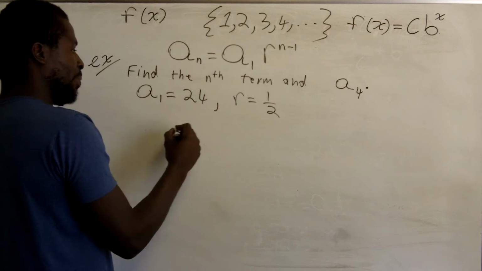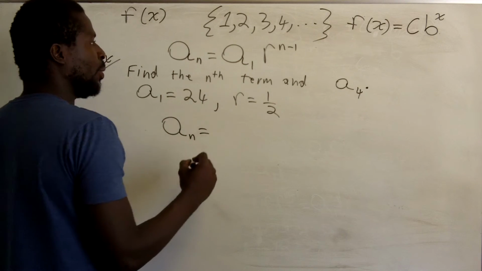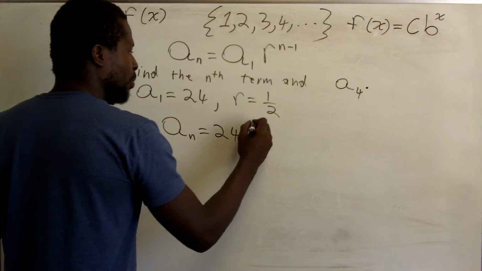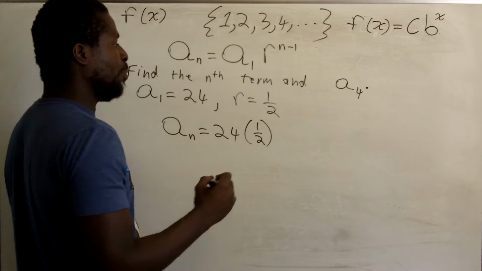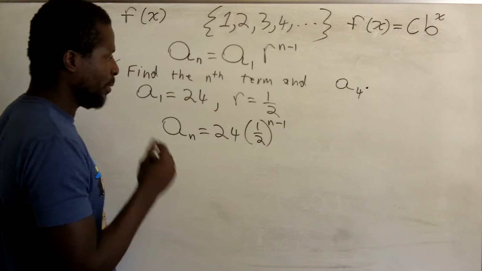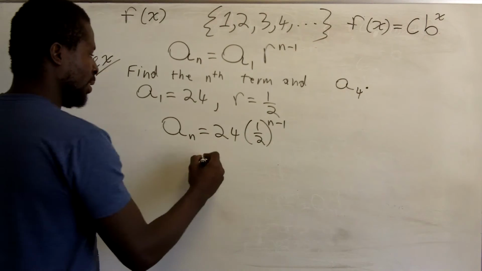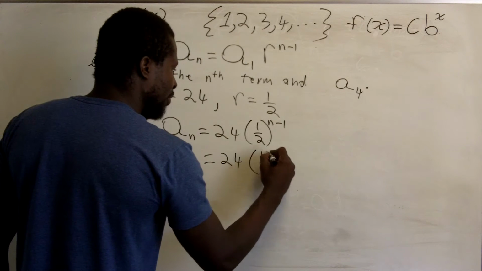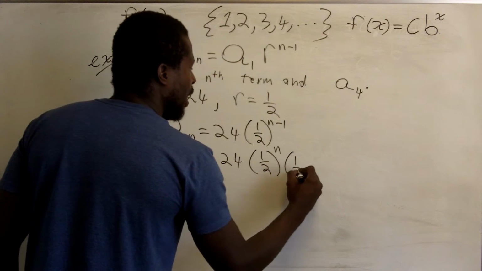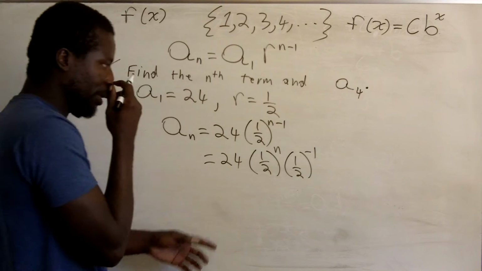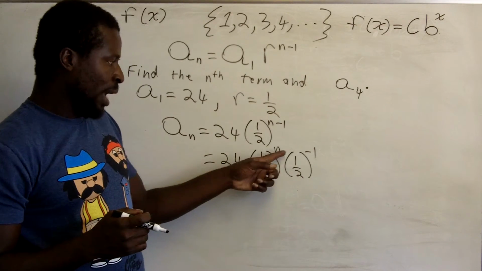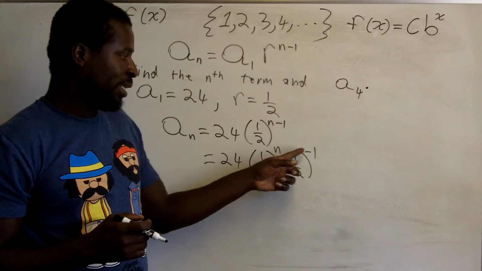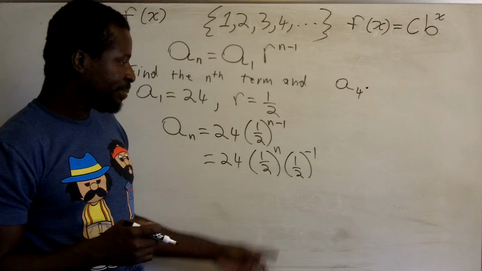Judging by this nth term formula, I see that an is equal to a1, which is 24, times r, which is 1/2, to the n minus 1 power. All right, I'm going to simplify that. That's going to equal 24 times 1/2 to the nth power times 1/2 to the negative 1 power, because when you multiply two things with the same base, you add the exponents together, giving you this expression.